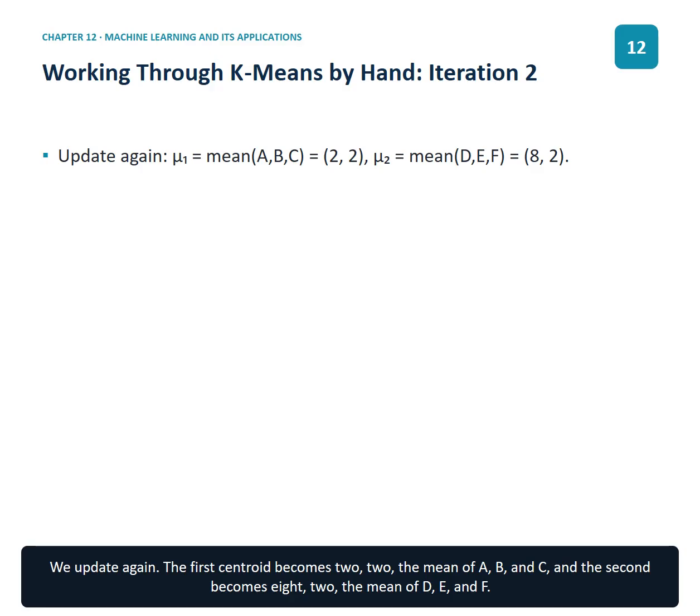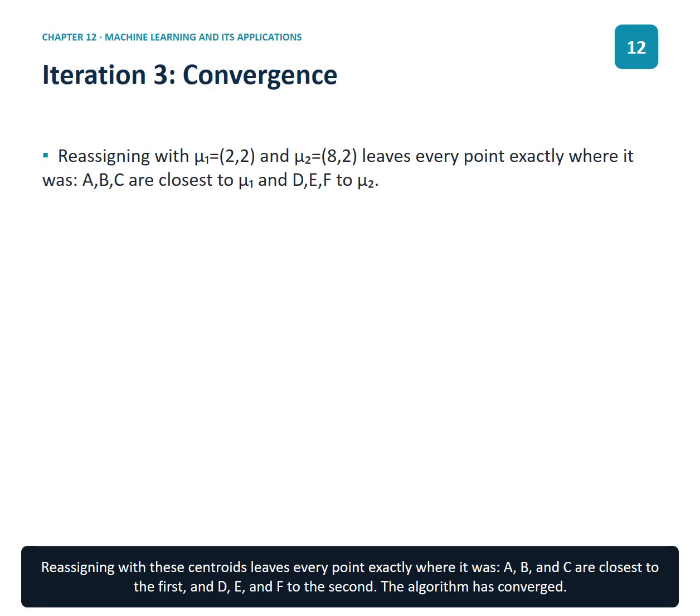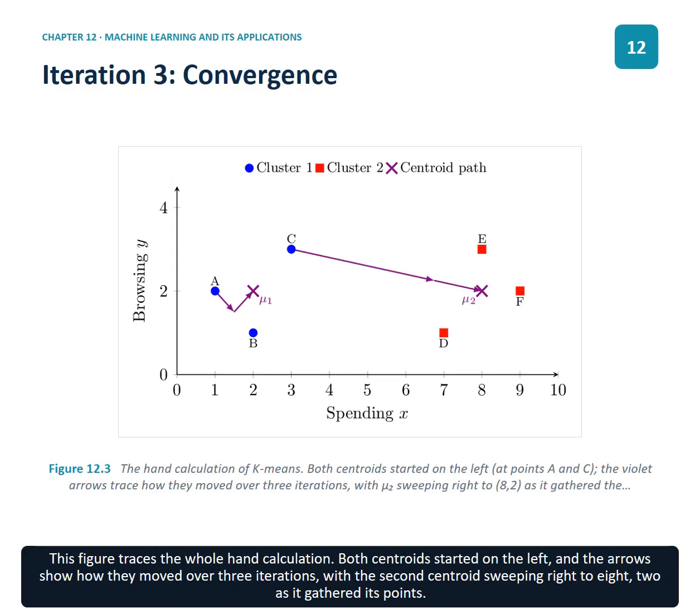We update again. The first centroid becomes 2, 2, the mean of A, B, and C, and the second becomes 8, 2, the mean of D, E, and F. Reassigning with these centroids leaves every point exactly where it was. A, B, and C are closest to the first, and D, E, and F to the second. The algorithm has converged. This figure traces the whole hand calculation.